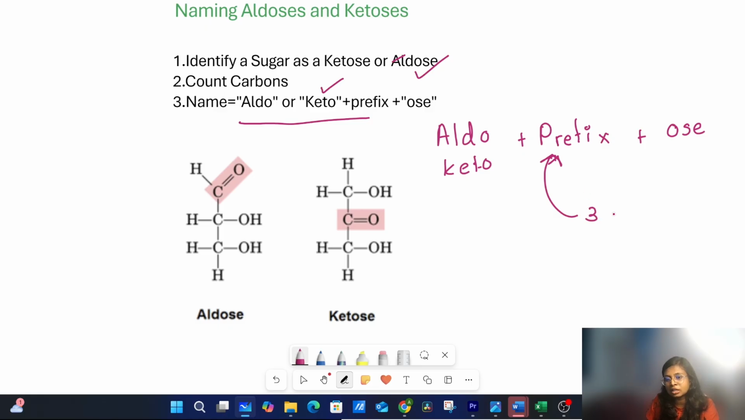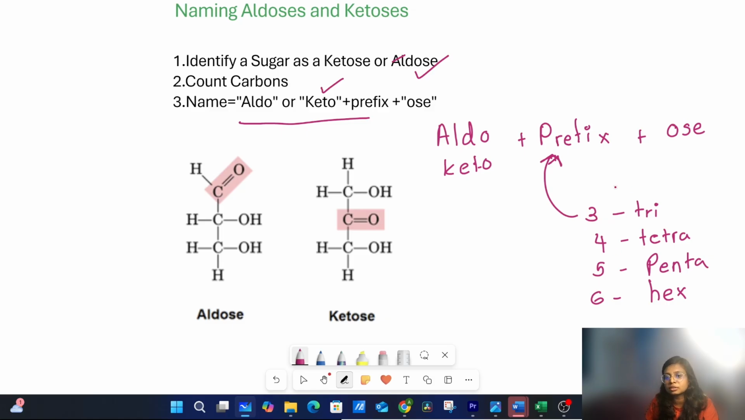If it is 3, it should be tri. If it is 4, it should be tetra. If it is 5, it should be penta. If it is 6, it should be hexa.